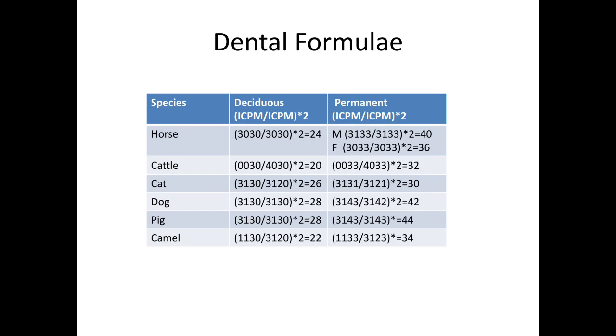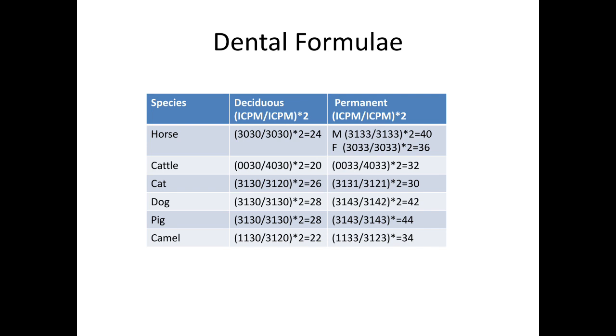If we talk about the dental formula, the total number of teeth present in an animal. The teeth present in the animal are incisor, canine, premolar, and molar. These are present in two pairs in the upper side and two pairs in lower side. Means total four pairs are present.